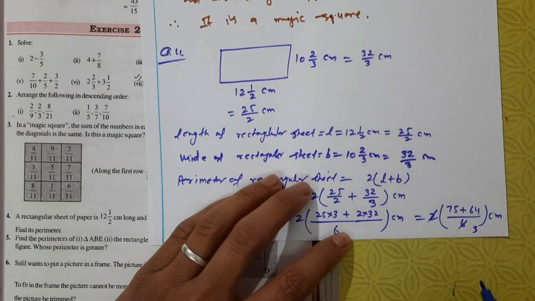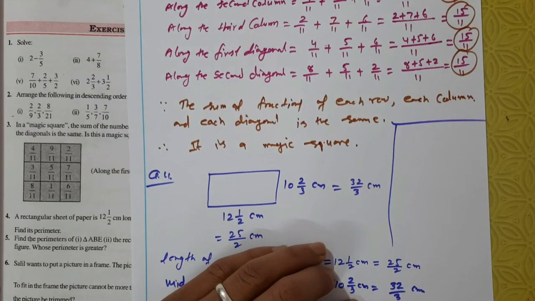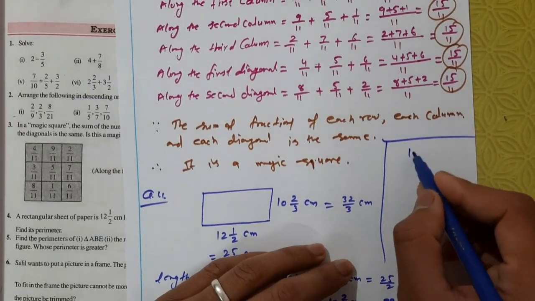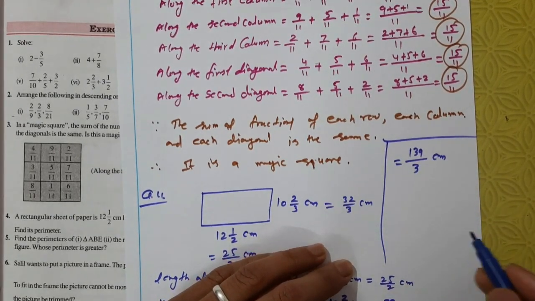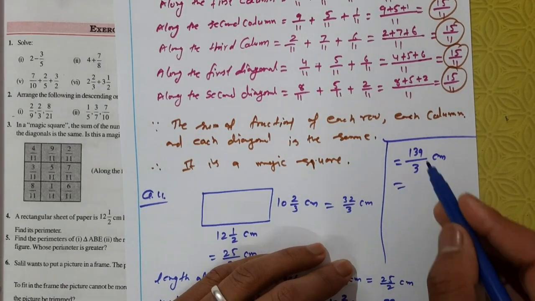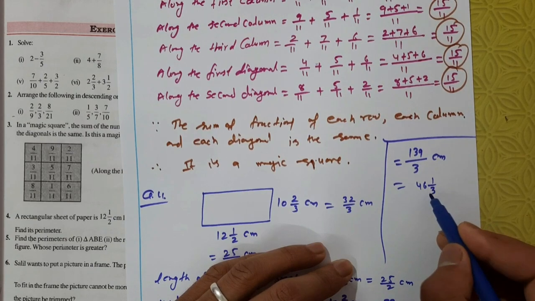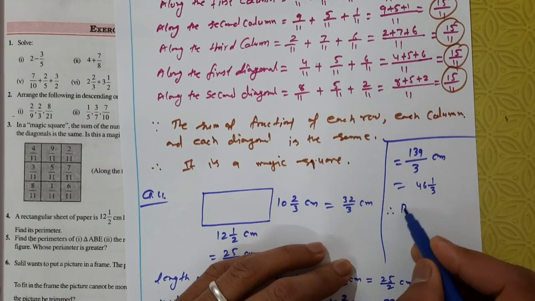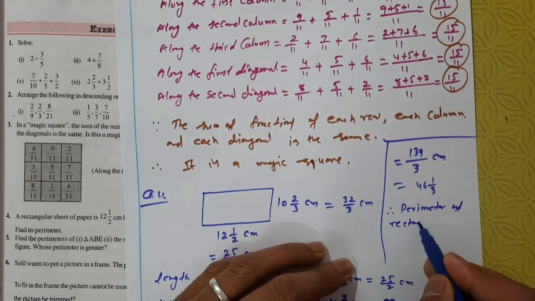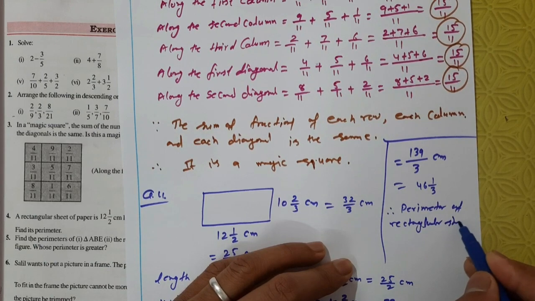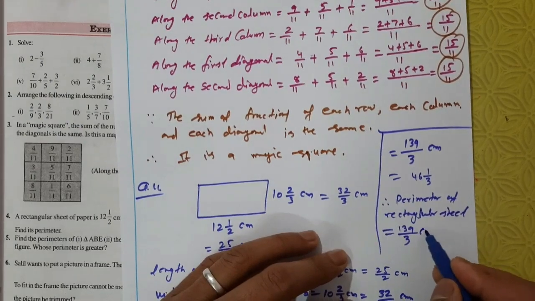Twice, that is 2 times. Now 75 plus 64 is 139 upon 3 cm. 139 upon 3 is 46 and 1 upon 3. Therefore, the perimeter of the rectangular sheet is equal to 139 upon 3 centimeter.